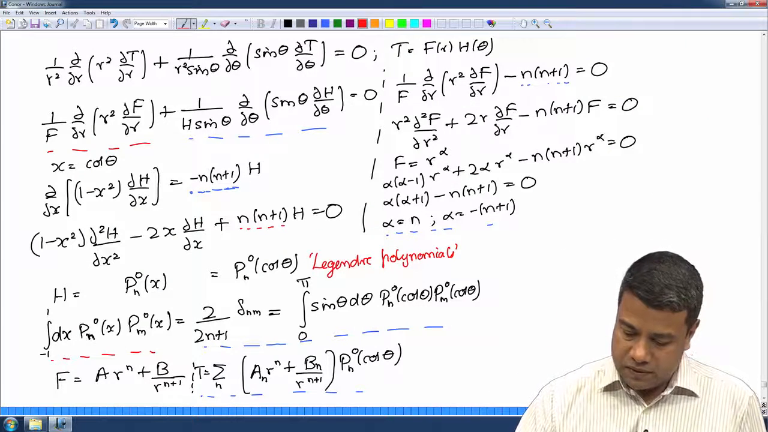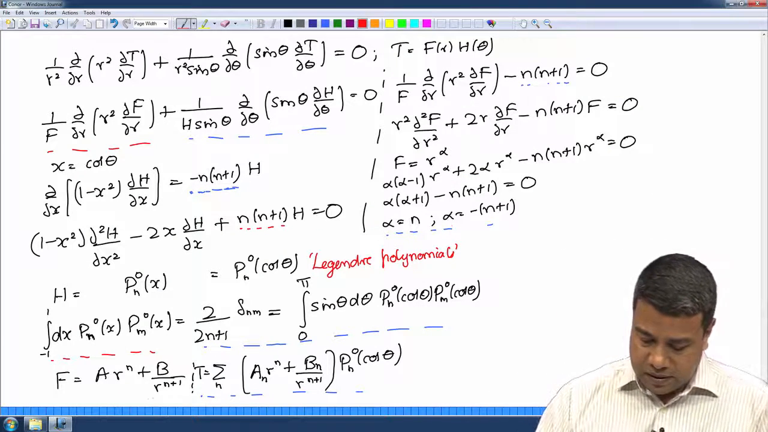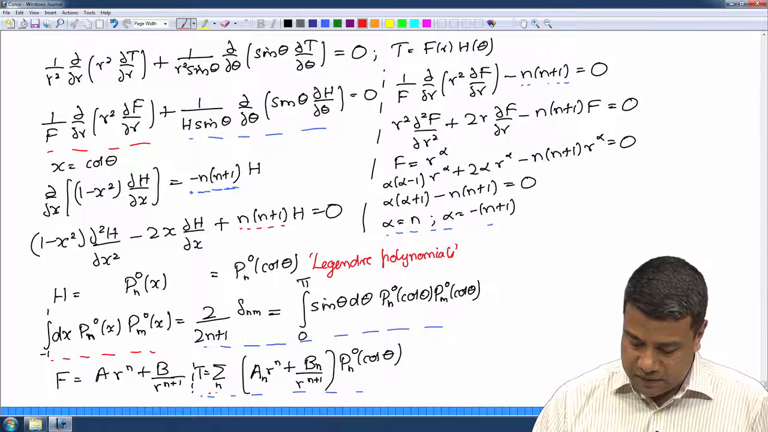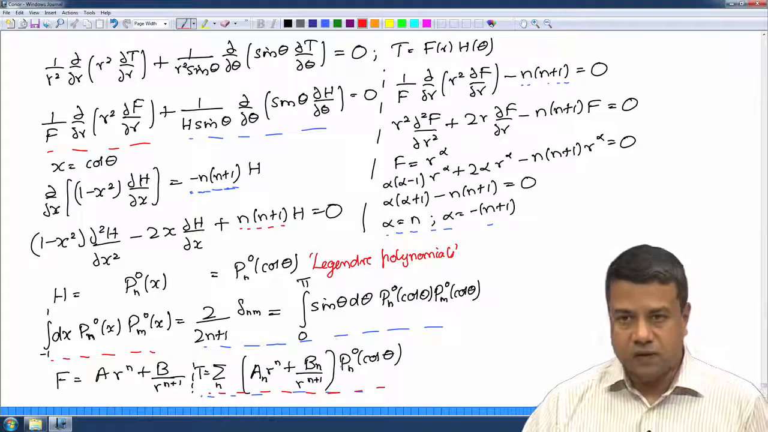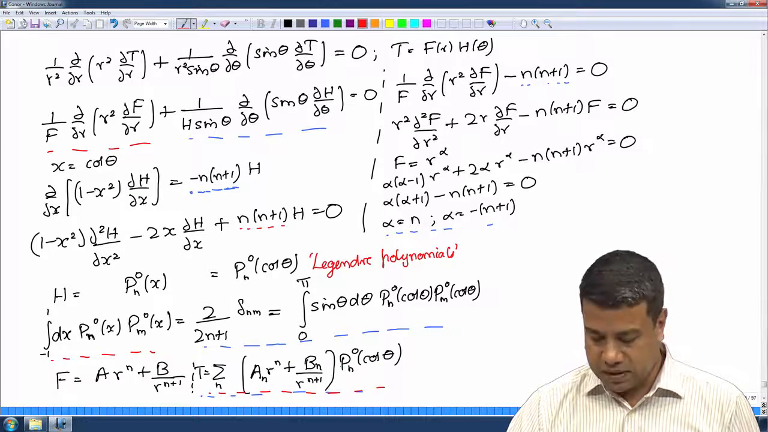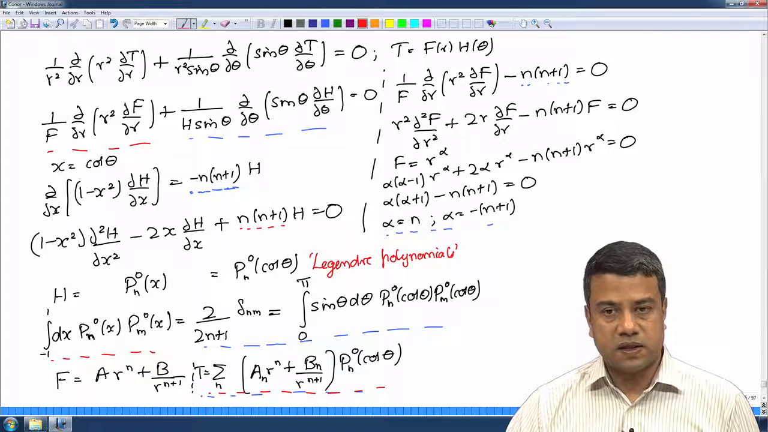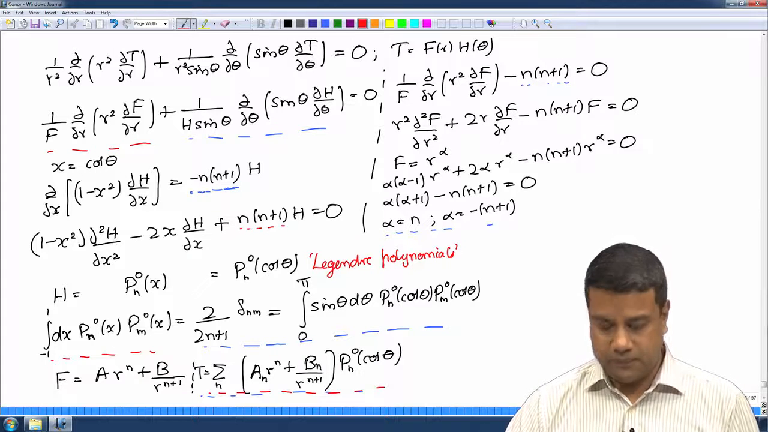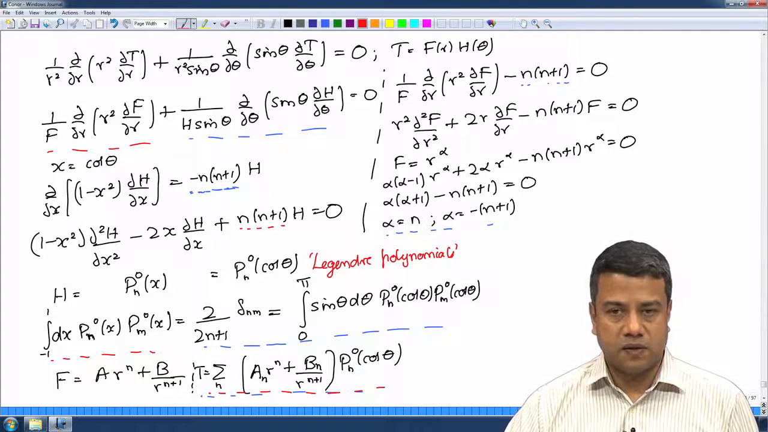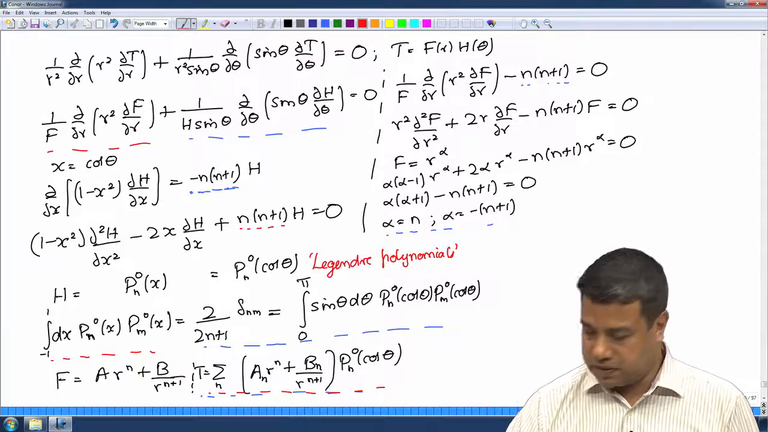Then we got the solution for the radial direction, and the total solution for the temperature field was a summation of P_n^0 of cos theta times two functions in the radial direction. One is increasing with r power plus n, the other is decreasing with r, 1 by r power n plus 1.